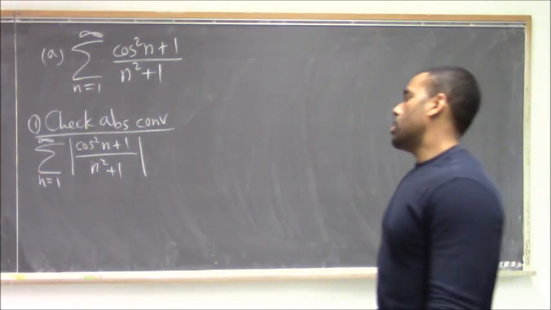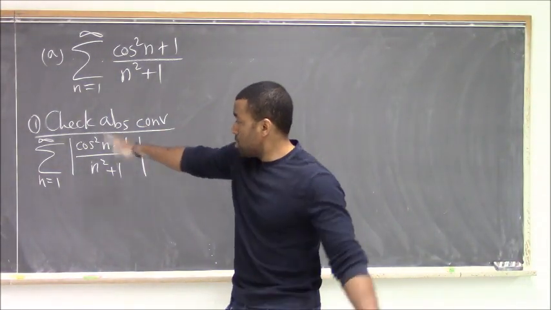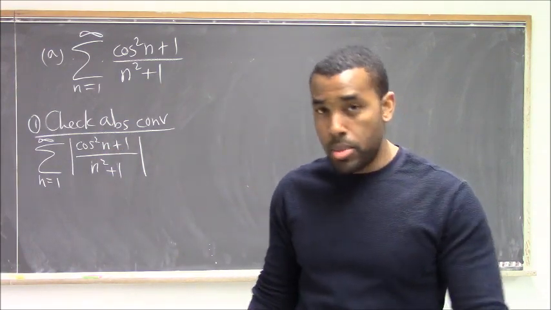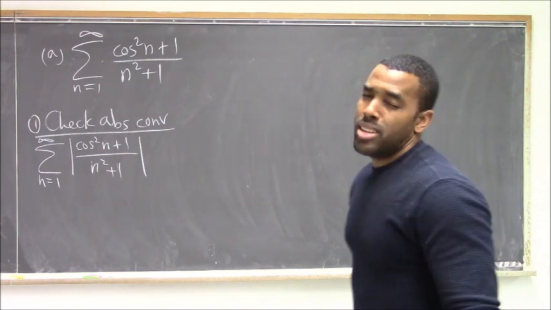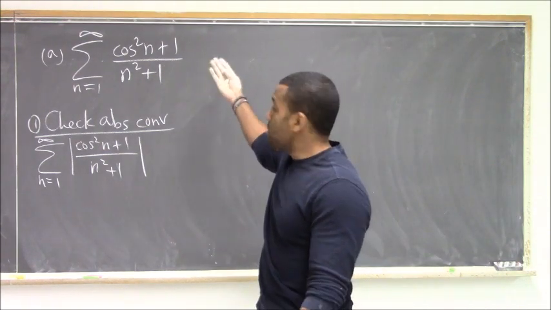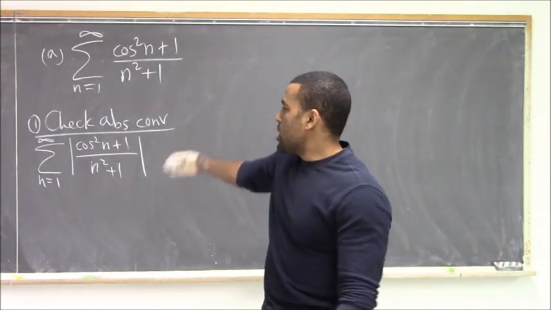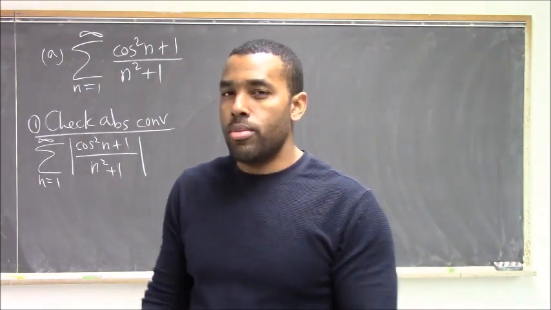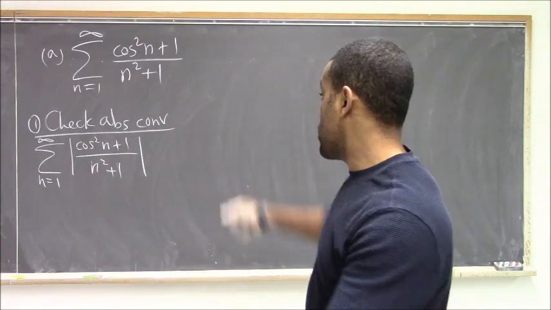Now, the moment I throw absolute values around here, you should be thinking of certain things. Certain things should be coming to mind. And quite frankly, whenever there's a trig function, even if I didn't ask you about absolute convergence, putting absolute values is going to be useful because we have bounds for a lot of trig functions once we put them in absolute values.